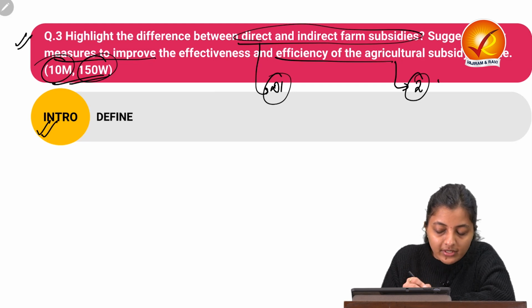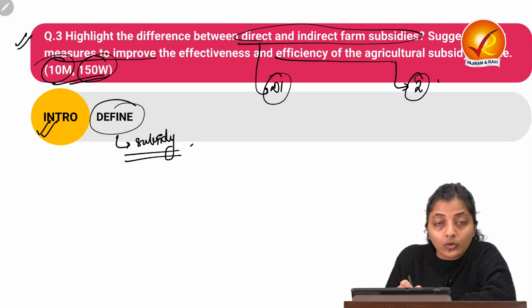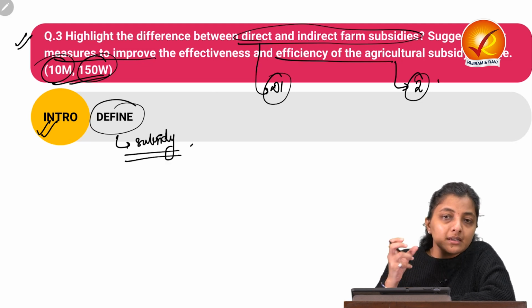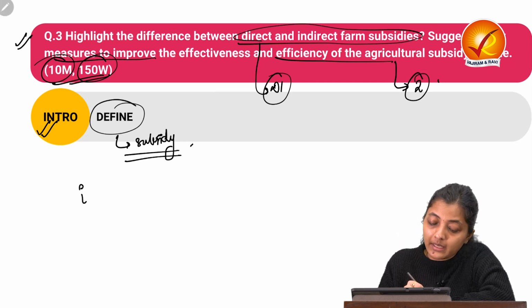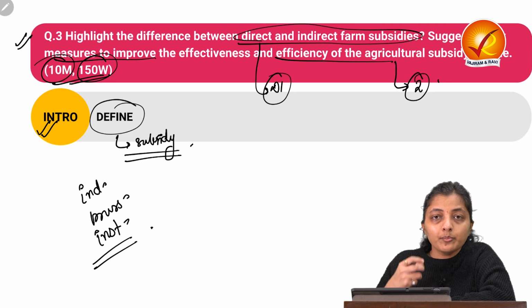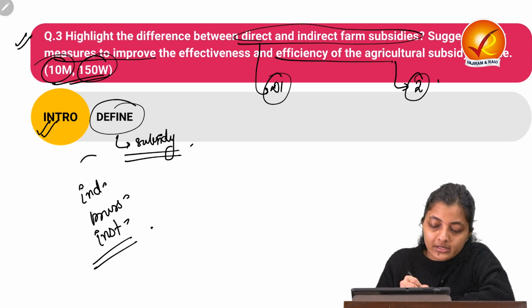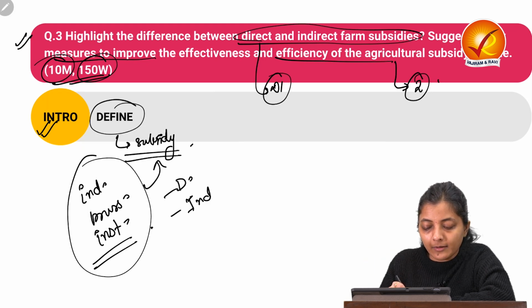So starting with the introduction, you can define what is subsidy. So what is subsidy? Subsidy is a type of the financial assistance paid to an economic sector, being it an individual, business or some institution, to achieve certain policy objective. Okay, so these subsidies can be divided into the two parts, like direct subsidy and indirect subsidy.